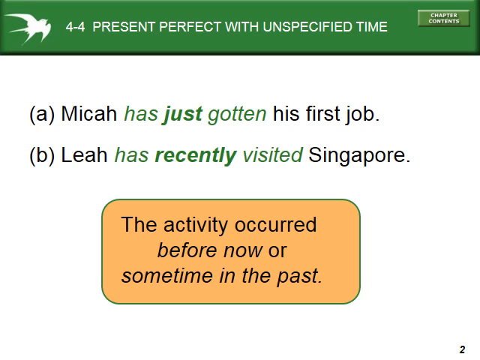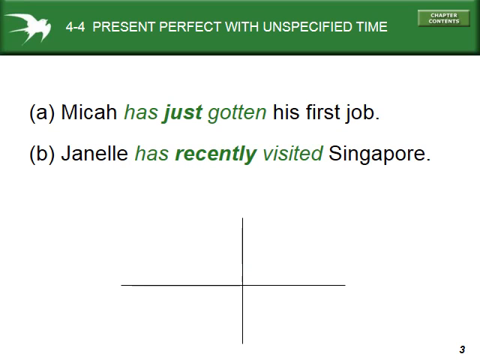The important thing about it is that it is at an unspecified time. So here when we say Micah has just gotten his first job, we don't know exactly when he got his first job. We know that it happened recently, but not when. Leah has recently visited Singapore. We know it's recent, but we don't know exactly when. So it's something that happened in the past, but it's unspecified. So if we take a look at this here, here's our chart.